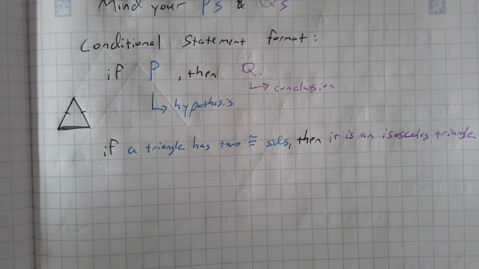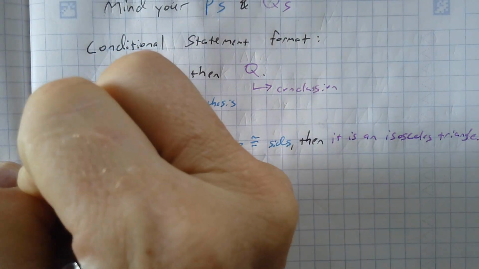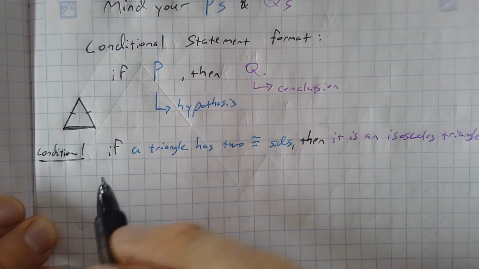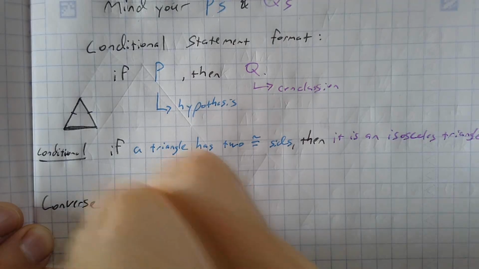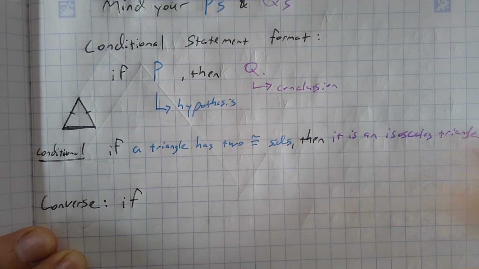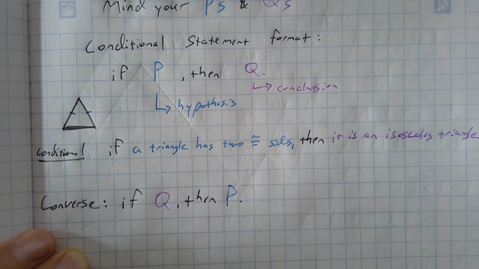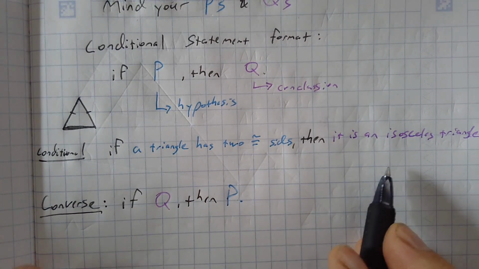Okay, so let me move on to and change this around. This is the conditional statement, my initial conditional. Okay, then next I'm going to change this around to be a converse of this conditional. So in the converse, you change this around to make it if Q then P.